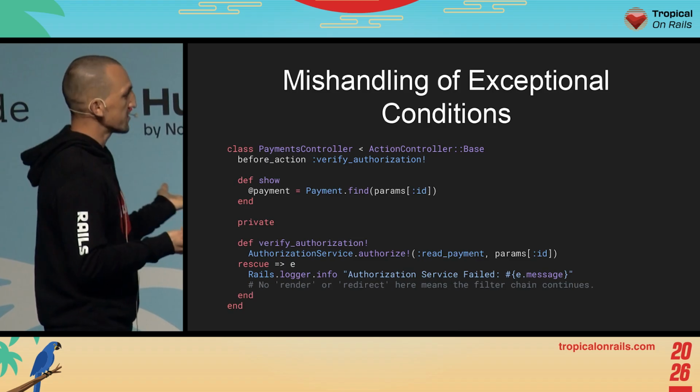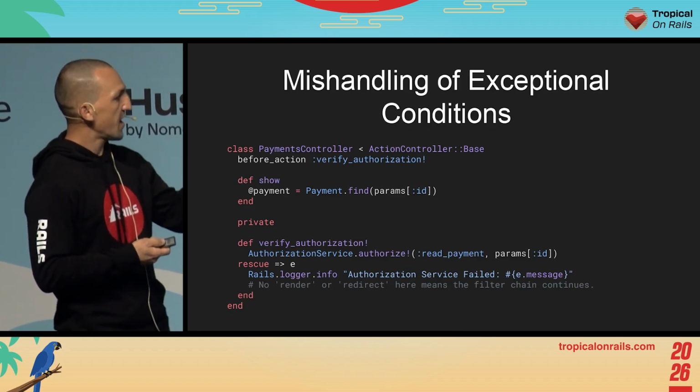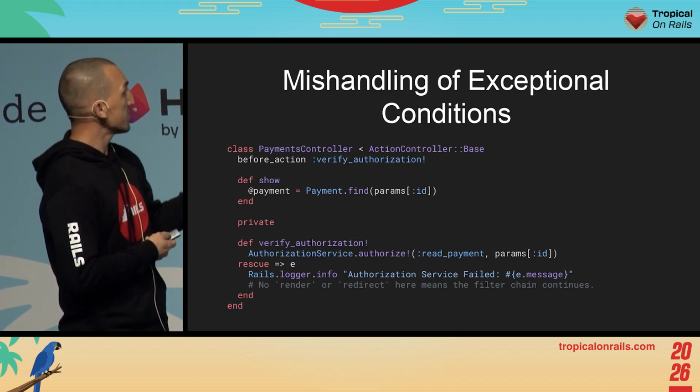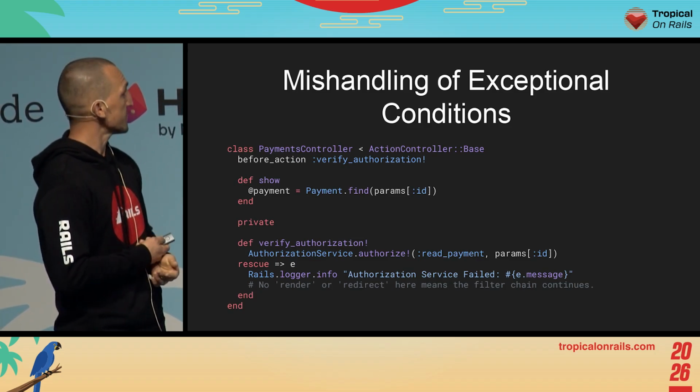To mitigate this is pretty simple. You should just use render, redirect, return false, whatever. Never do something like this, where you let the execution chain continue if you do something security related.